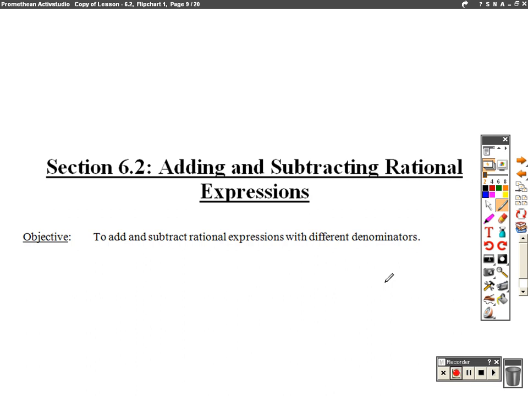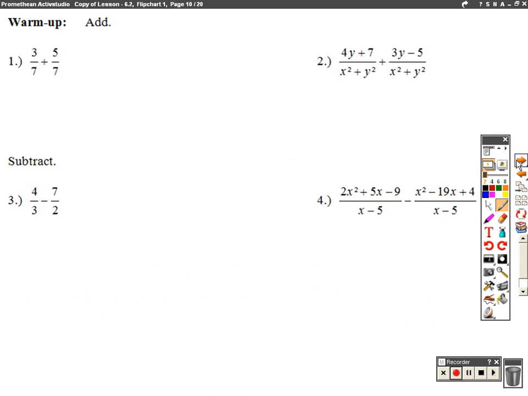Okay, today we move into section 6.2, and today we will add and subtract rational expressions. We've already discussed multiplying and dividing and simplifying rational expressions. Now we move into something a little more challenging, which is adding and subtracting them. Okay, go ahead and try these warm-ups. Pause the video, see how you can do.